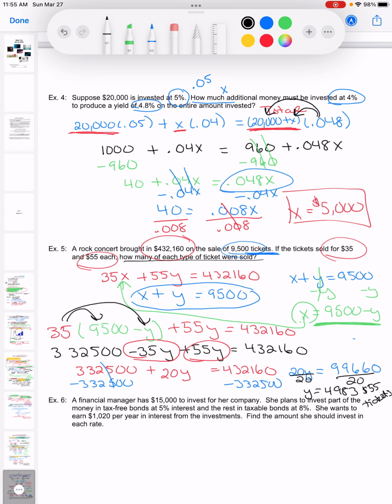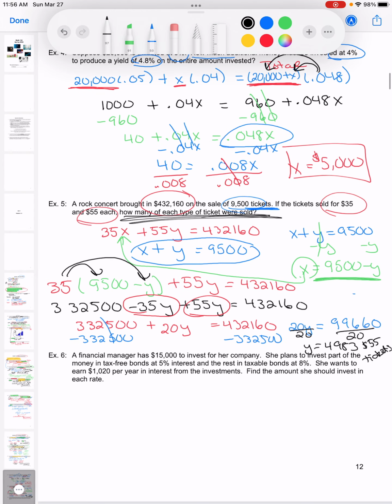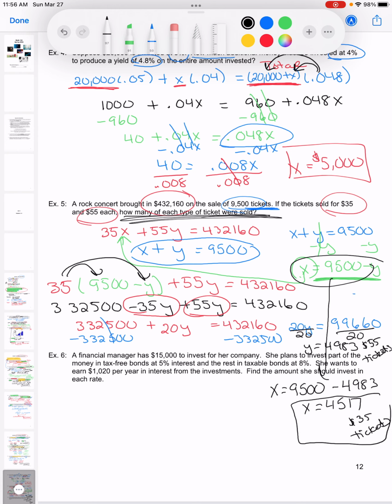The directions ask me each type, so I'm also going to find the X. I'll do it down here and then I'll erase it. The X tickets, if we remember, we're going to take 9,500 minus our Y. So 4,517 of the $35 tickets. Whew, that was a doozy of one, but we're going to practice another one right down here below.